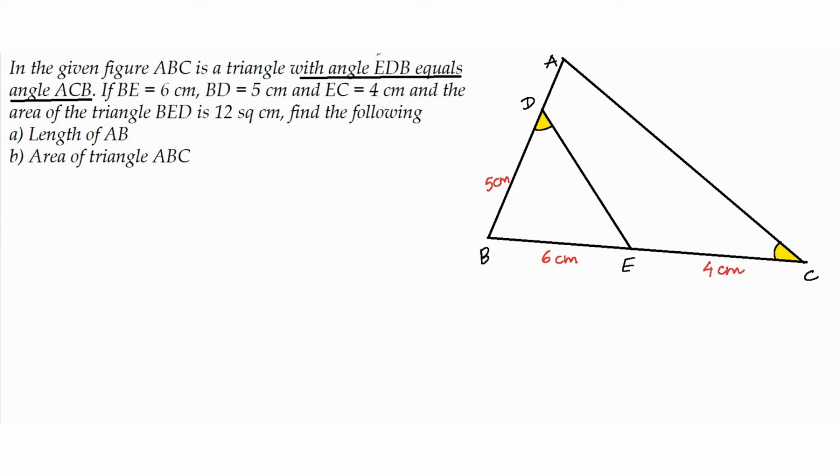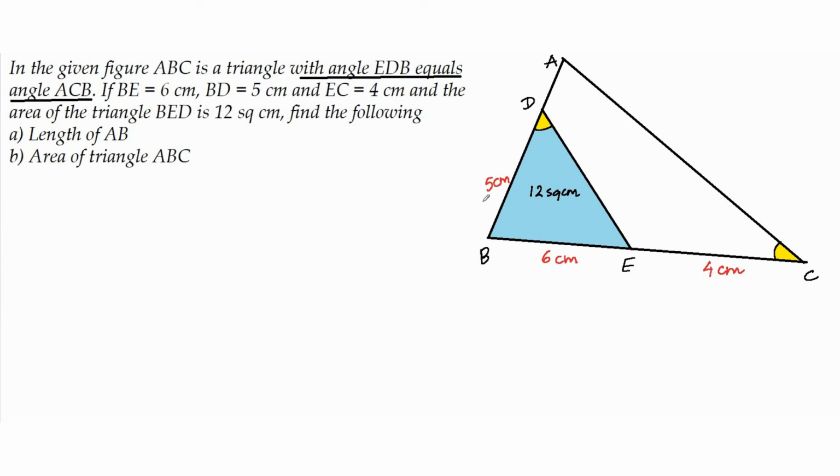And the area of triangle BED, so the area of the smaller triangle, is equal to 12 square centimeters, right? This area is 12 square centimeters. We have to find the following. First, we have to find the length of AB. So let us now think of how to go about it.